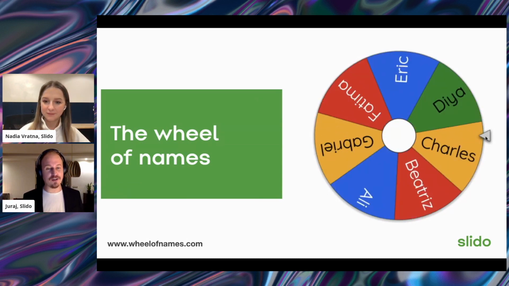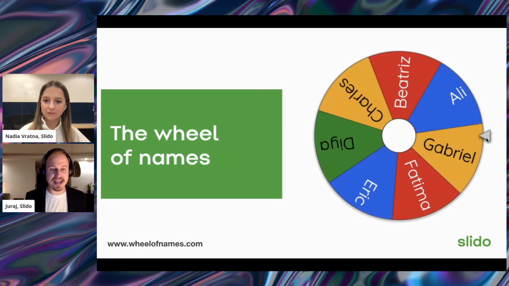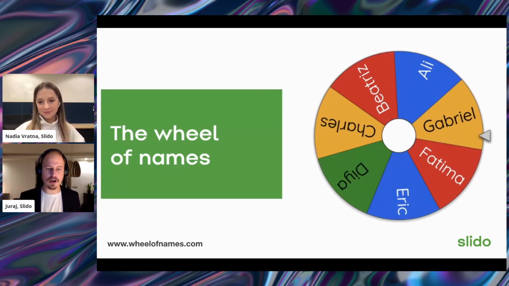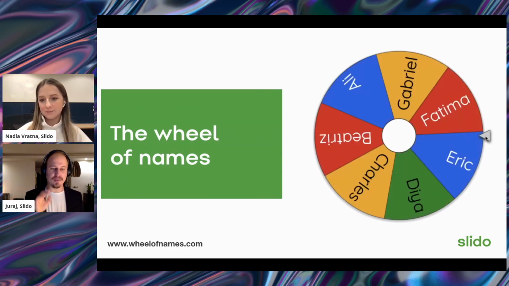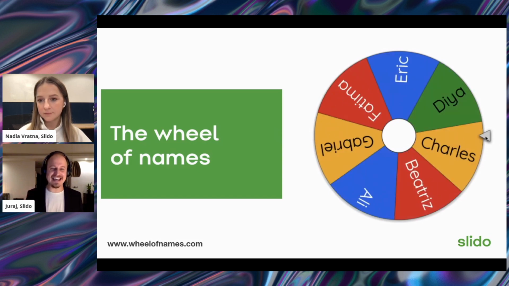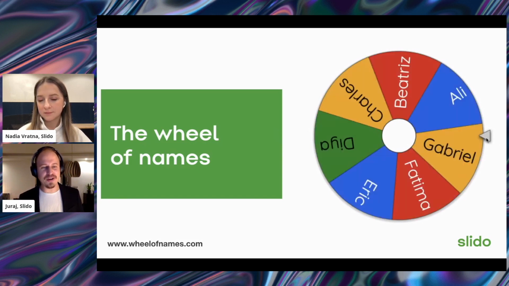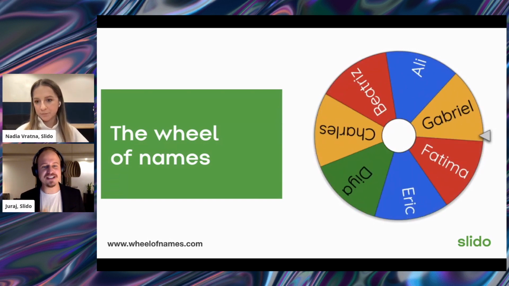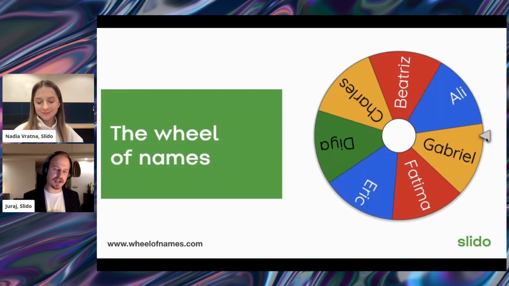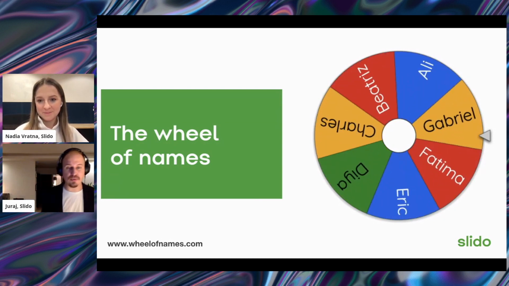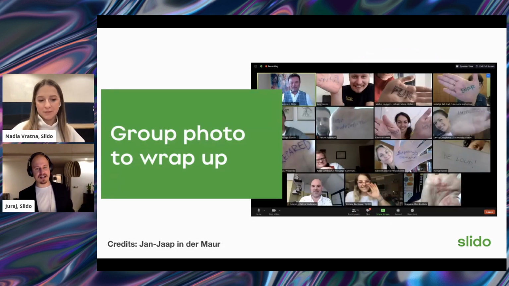Just go to wheelofnames.com and you can type in the names of your participants or colleagues and just spin the wheel. Make sure to display it live so people can see the wheel spinning, and you build up an atmosphere of tension. It's a lot of fun, especially great for team meetings and training sessions. So the second one is the Wheel of Names. And let's take a look at the third one.